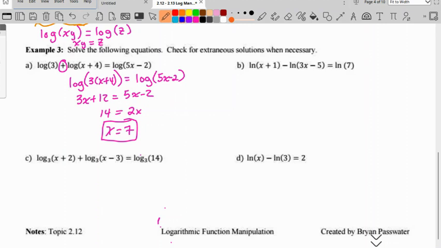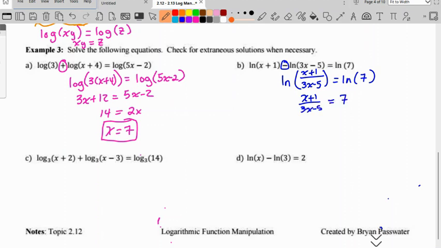All right, so let's try this next one. We've got a difference of logs, so that's going to be the log of their quotient. When we divide, the positive term goes up in the numerator, the term with a minus sign out front goes in the denominator. Okay, and now what must be true? Yeah, their arguments must be equal. So x plus 1 over 3x minus 5 must equal 7.